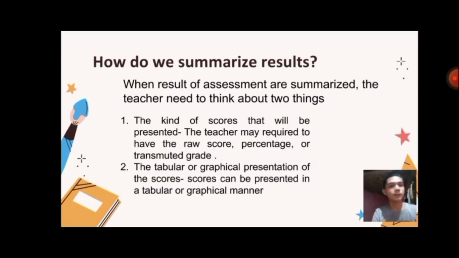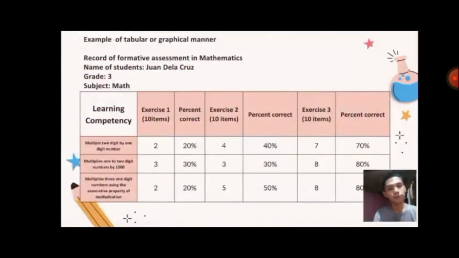The second one is tabular or graphic presentation. Scores can be presented in tabular or graphic form. So I will give you a graph that presents the table or graphical manner. Here are examples of the tabular or graphical manner. For example, the record of formative assessment in mathematics. Name of student, course. So grade 3 student and the subject is math.